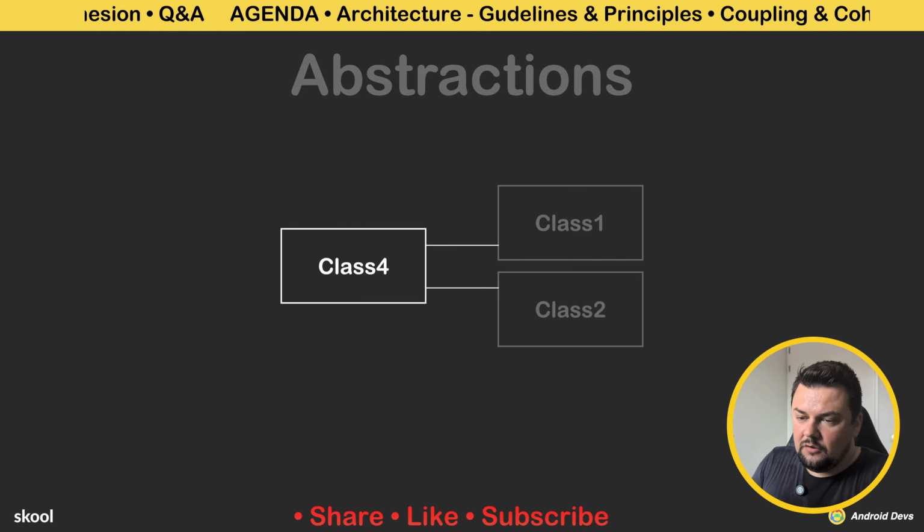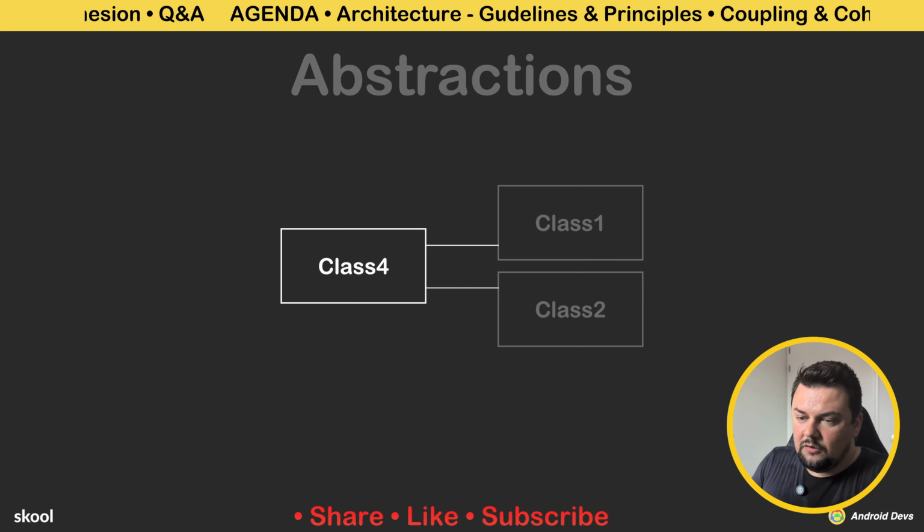Now, when you think about the relationship between these, we have a client-service relationship. In other words, class 4 is injecting class 1 and class 2 so that it can talk to them. So what's being injected where? Class 1 and 2 are being injected into class 4. And class 4 can then utilize the services of class 1 and class 2, or the functions that they provide, so it can operate on different data.